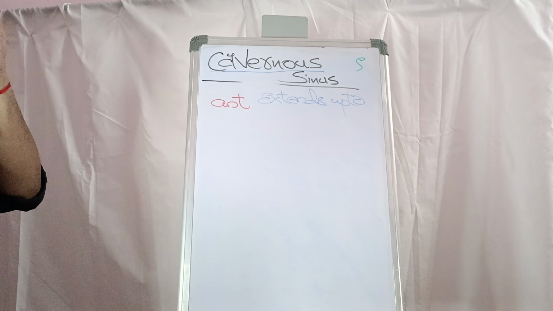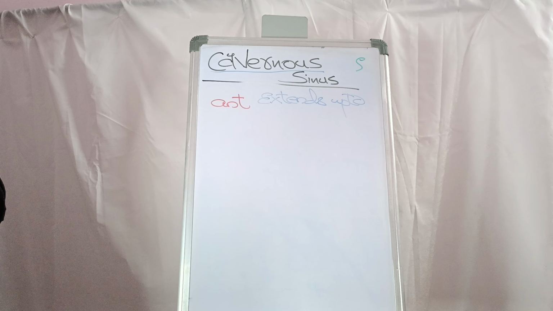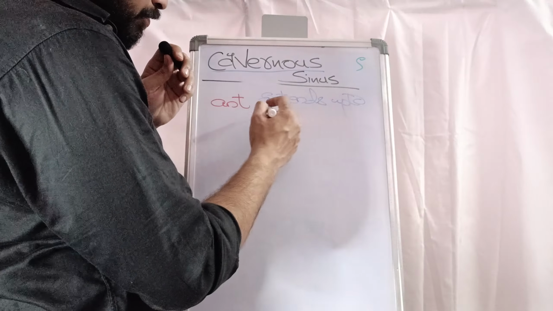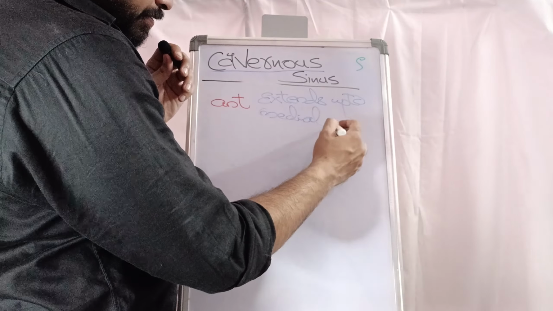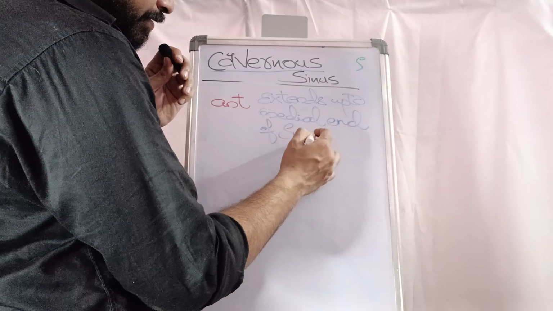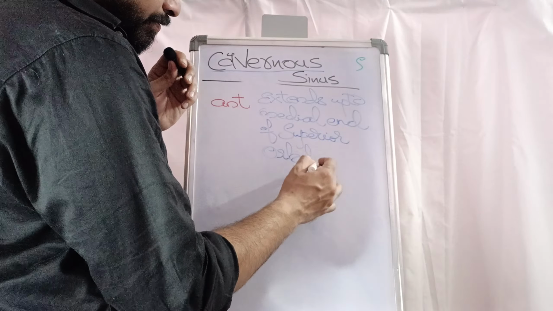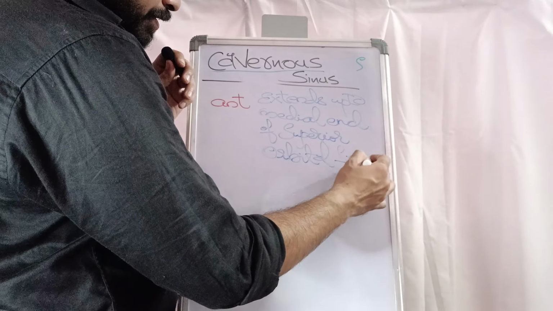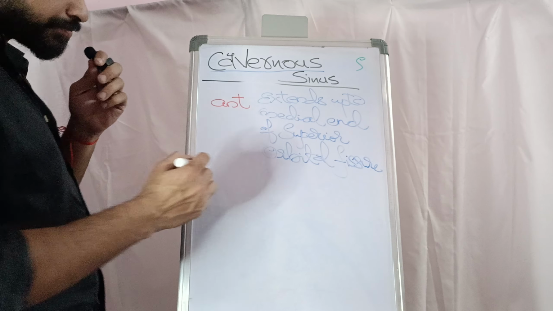The cavernous sinus anteriorly extends up to the medial end of the superior orbital fissure.